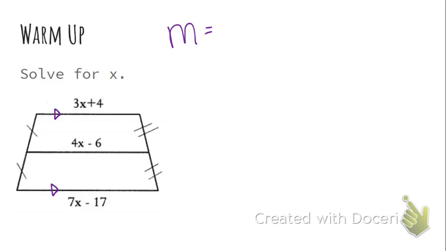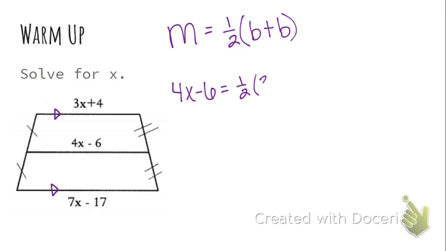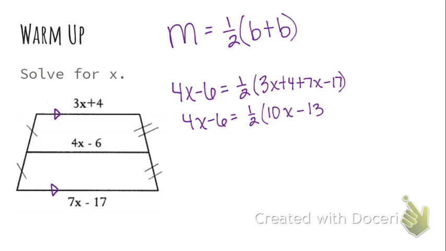The mid segment is equal to 1/2 times the sum of the bases. So we'll just plug in the expressions they gave us. 4x minus 6 is equal to 1/2 times 3x plus 4 plus 7x minus 17. We can clean this up a little bit. Combine like terms in those parentheses. We would have 10x minus 13.